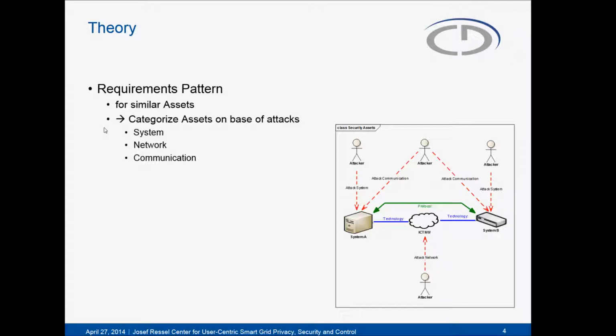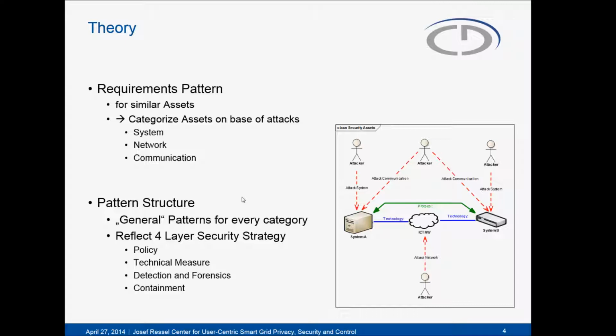The categorization of the assets can be done on the basis of the possible attacks. So if we take a look at the image here, we can see clearly that an attacker can attack a system itself. So we have the system asset here and here. Then an attacker could possibly attack the communication between two systems. This is this one here. And of course, before one of these two attacks could be executed, an attacker needs to get access to the interfaces of a system or a network. And so we have the last asset, the network communication.